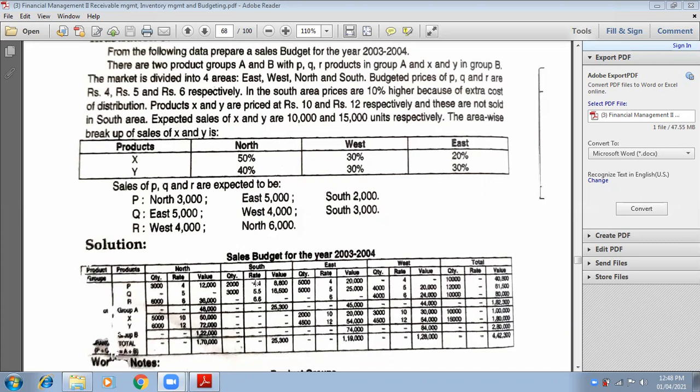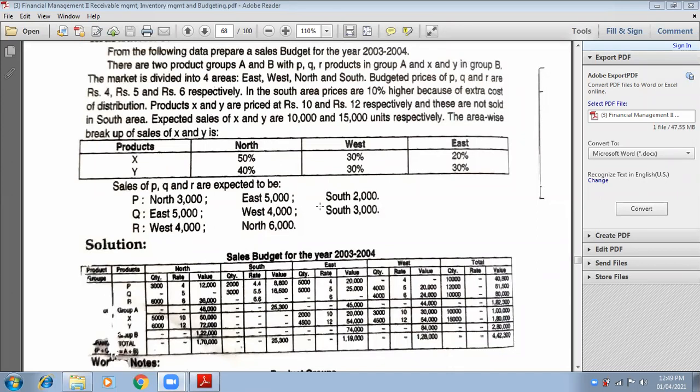I'm telling you, do it. 5 plus 10 percentage. So the rate will appear on the screen of the calculator. Tell me, what is the rate on the calculator? 5.5. That's what you need to write here in the rate column of south. So 3,000 into 5.5. Your answer will be 16,500. Very good. And that's your value. Value means amount.